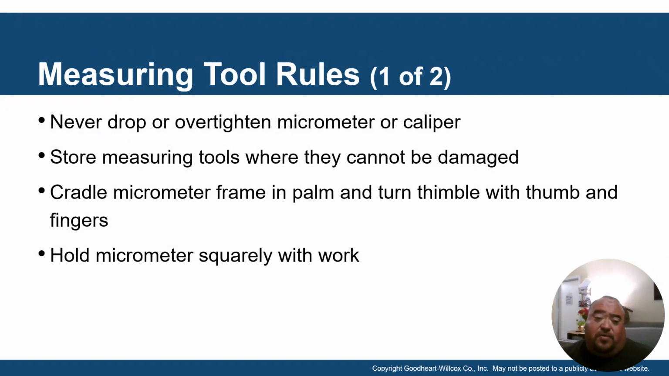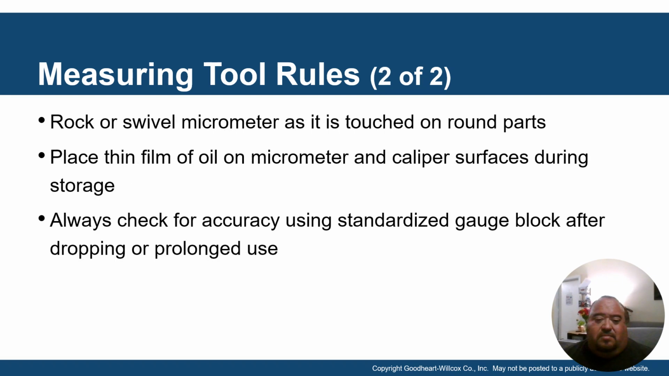There are a few important rules that you need to follow with measuring tools. Never drop or overtighten a micrometer or caliper. Store measuring tools where they cannot be damaged. Cradle the micrometer frame in your palm and turn the thimble with your thumb and fingers. Hold the micrometer squarely with the work. These are necessary to get accurate readings. Rock or swivel the micrometer back and forth when it is touching round parts. Place a thin film of oil on the micrometer and caliper surfaces during storage. Always check for accuracy using a standardized gauge block after dropping or prolonged use. You've got to make sure it's still accurate.